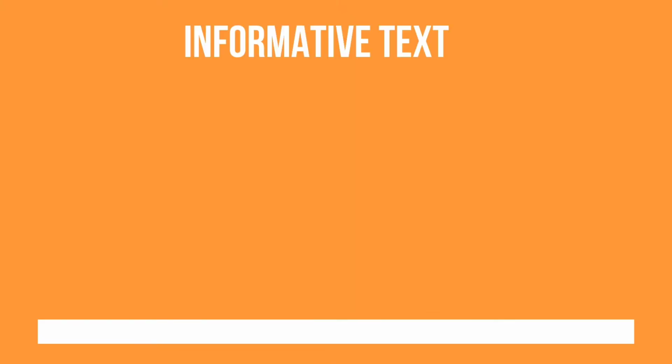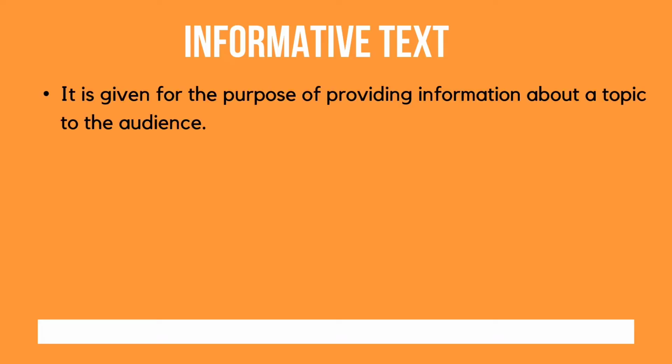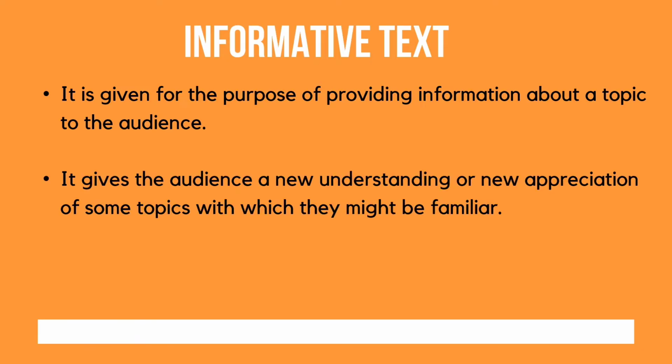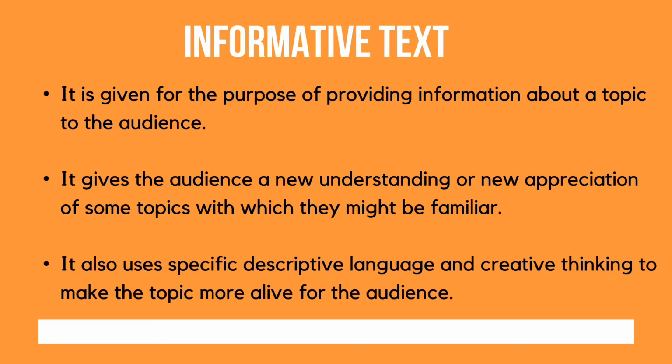First, let's talk about informative text. It is given for the purpose of providing information about a topic to your audience. It gives your audience a new understanding or new appreciation of some topics with which they might be familiar. It also uses specific descriptive language and creative thinking to make the topic more alive for the audience.